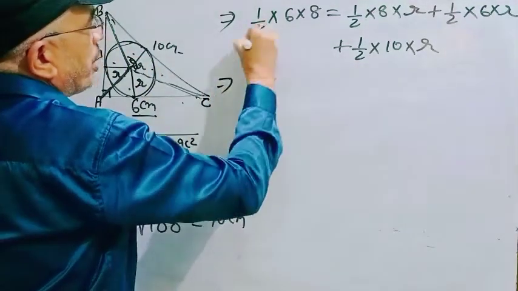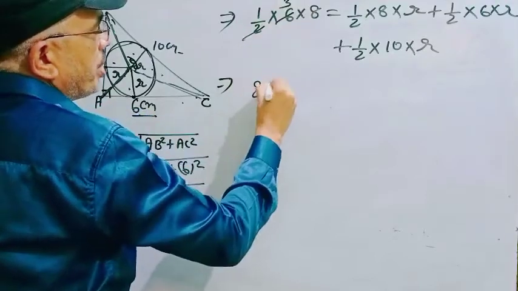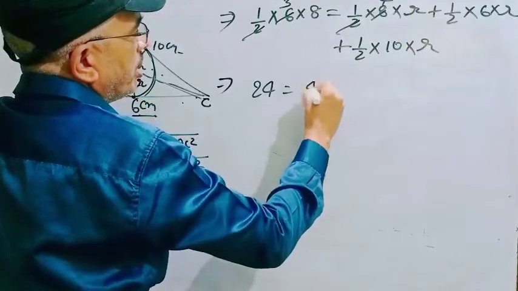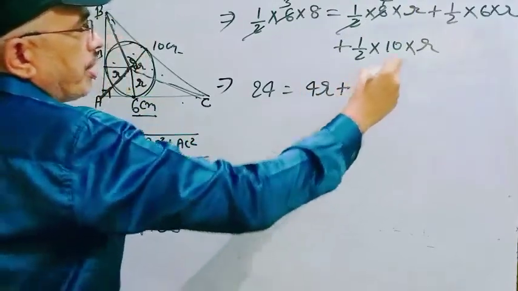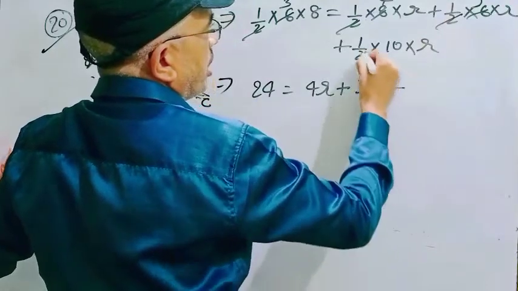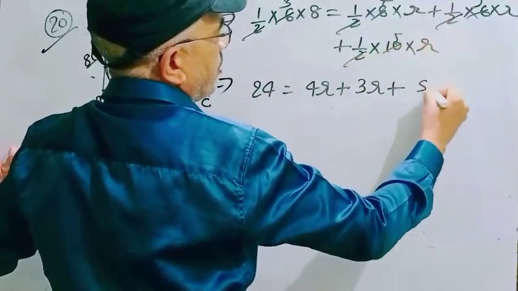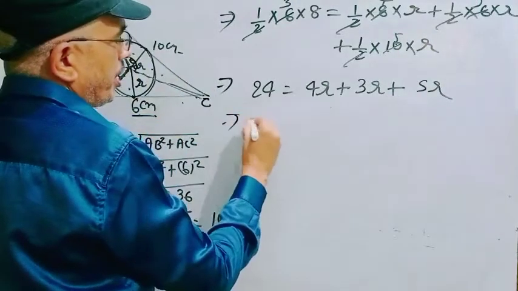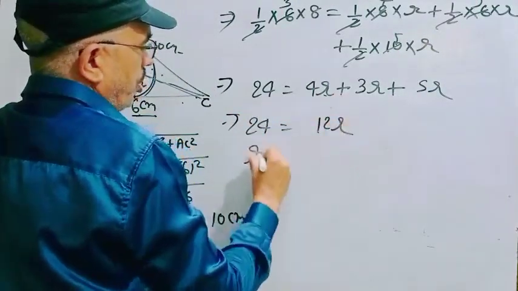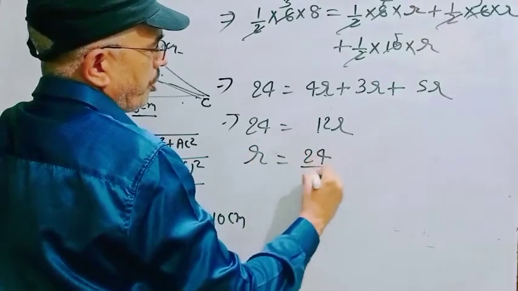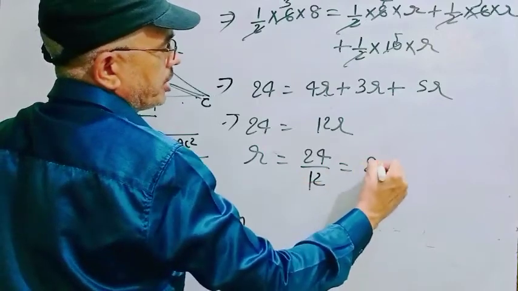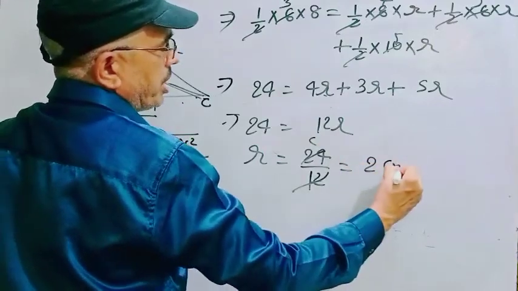So here the 2 cancels, then you get here 24 is equal to 4r plus 3r plus 5r. So after that here you get 24 equal to 12r. So r is equal to 24 by 12, then here it is 2, that is 2 centimeter.